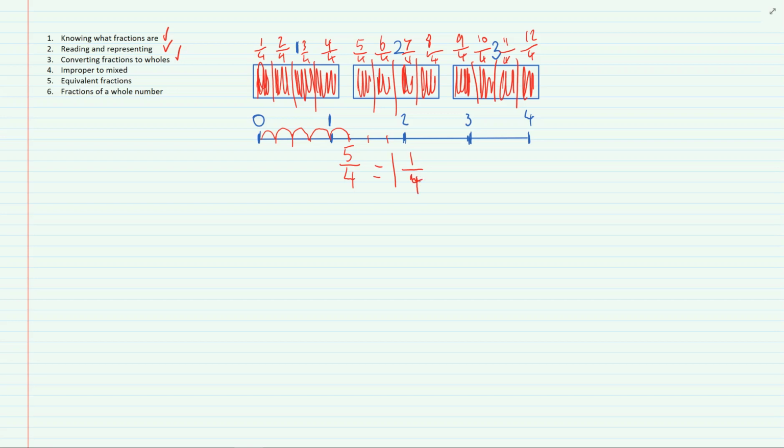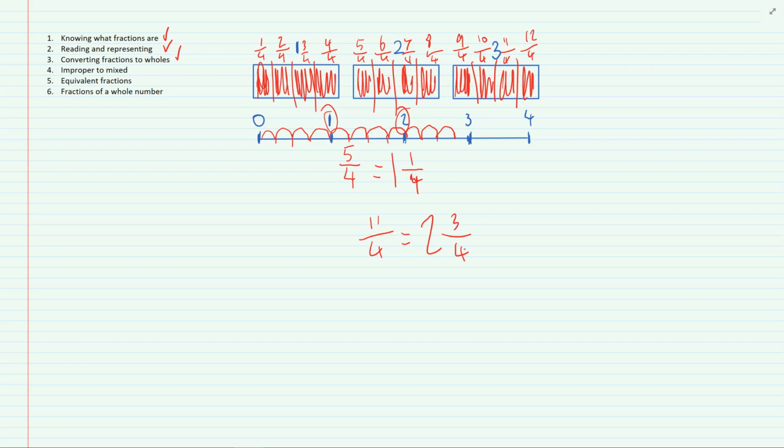Sorry, 1 and 1/4, and so on and so forth. So we keep going. 6, 7, 8/4, 9/4, 10/4, 11 quarters. So 11 quarters is equal to 2 and 3 quarters. 2 and 3 quarters.